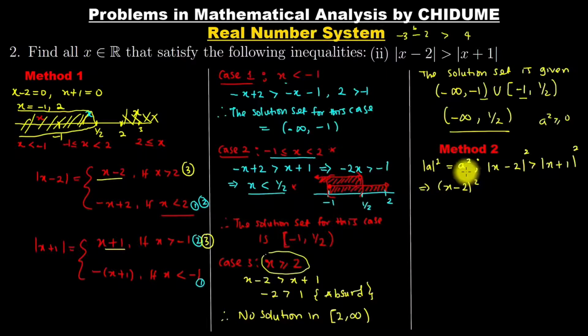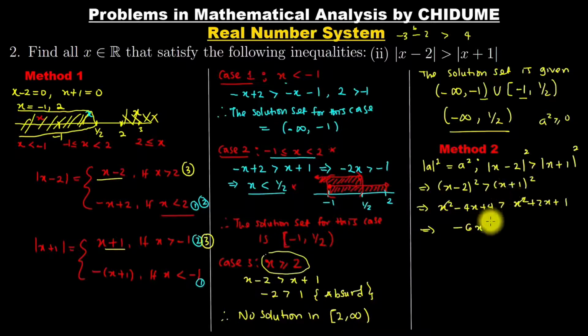This is true. Now let's continue. So here we have (x − 2)² greater than what? (x + 1)². So let me expand this, which is just simple mathematics, and this will take care of itself. That means I'm going to have this to be −6x.